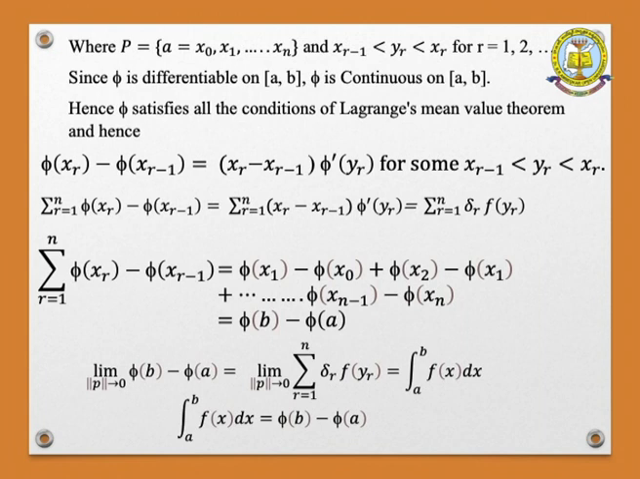Now, expand this sigma on the left hand side. What is the sigma r = 1 to n of phi of x r minus phi of x r minus 1? It is phi of x 1 minus phi of x naught, plus phi of x 2 minus phi of x 1, plus and so on, plus phi of x n minus phi of x n minus 1. So, the phi of x 1 terms will get cancelled, and finally, you are left with phi of x n minus phi of x naught, which is nothing but phi of b minus phi of a.